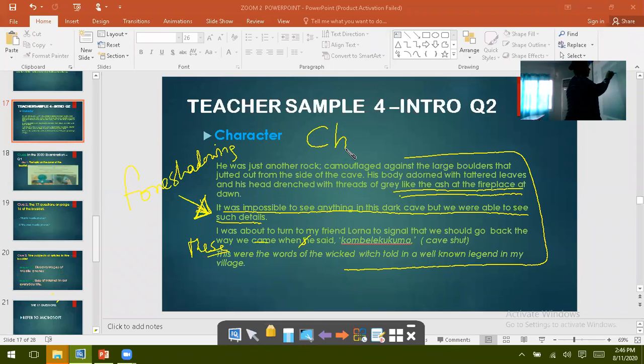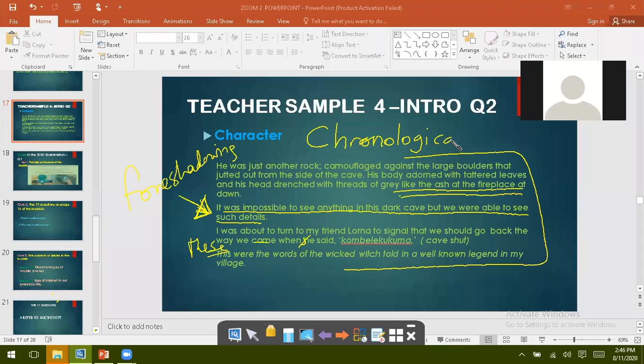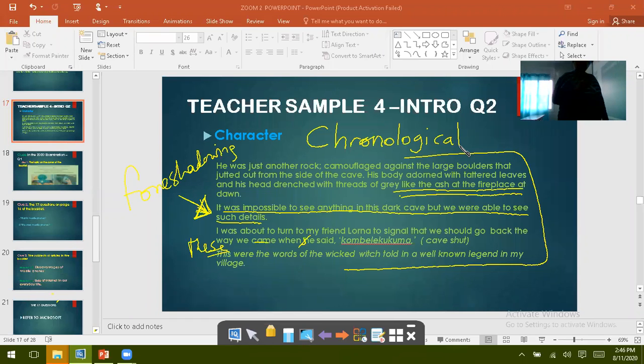Your brains are on holiday for too long. The word is chronological. This is the common way that a lot of students start their story, right? So if I asked you to tell me a story about your trip to the island, where would you start your story? How would you begin your story? What would be the common way to start the story?